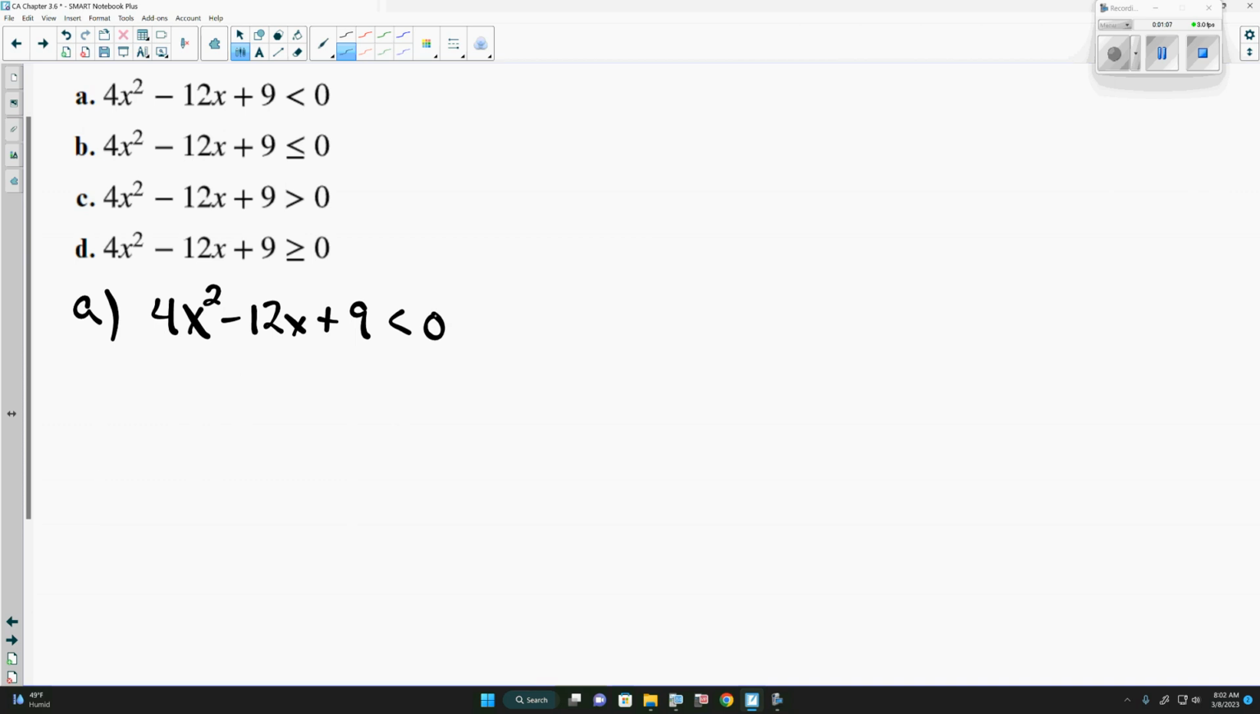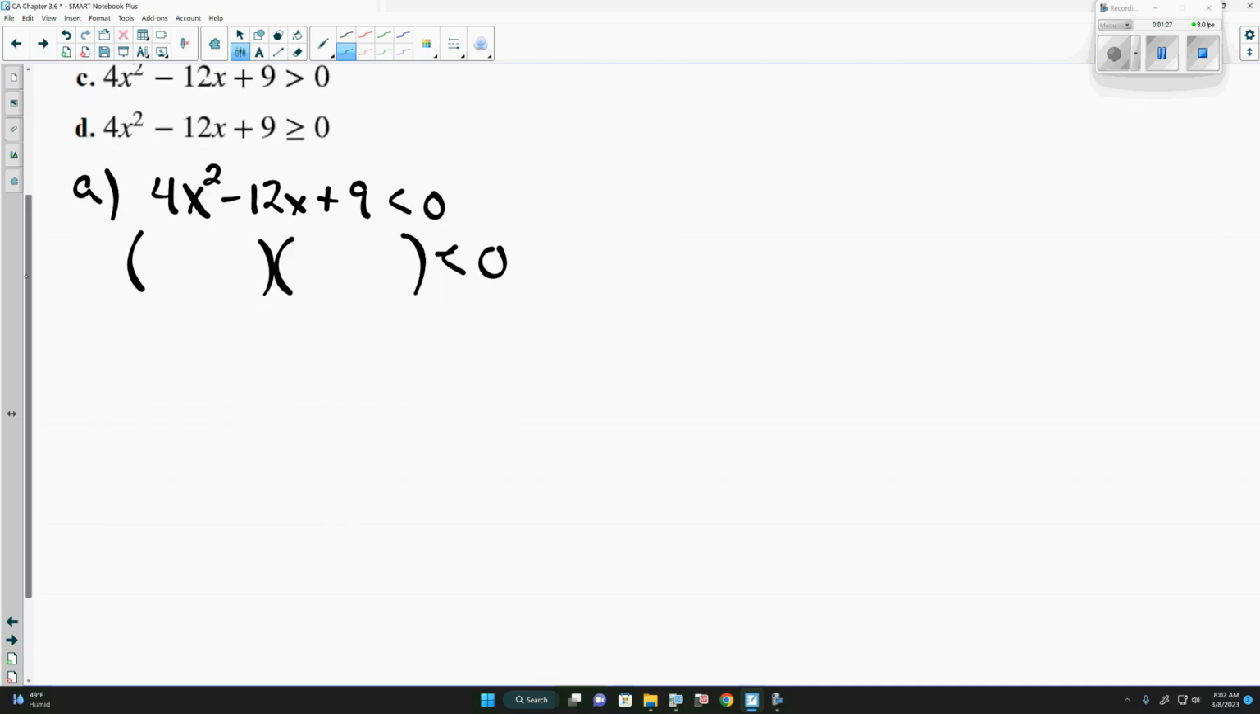First thing we would want to do is factor it, because we want to find the key points. And when I mean key points, where it crosses the x-axis, where it intersects the x-axis. Because we're trying to see, is it greater than 0 here? It's less than 0. What values or parts of the graph are below the x-axis? So we could factor this here.